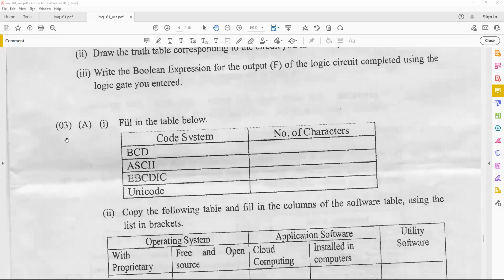So we are going to discuss question number 3, part A. The coding system is BCD. What does BCD stand for? Yes, binary coded decimal, isn't it? Okay, if you do not remember. How many characters can we represent using this coding system?